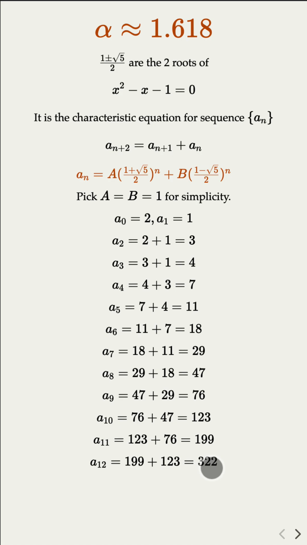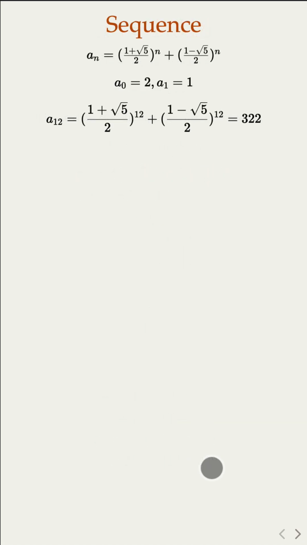So what is A12? According to the general solution, An is equal to this raised to the nth power. So A12 is going to be alpha raised to the 12th power plus this number. Notice that this is a negative number, but raised to the 12th power it becomes positive. This number is actually about negative 0.618, so when you raise it to the 12th power, it's going to be less than 1. So the value is positive, but less than 1.